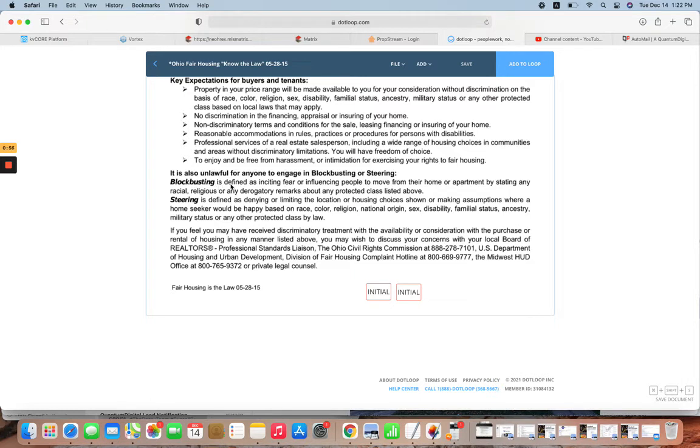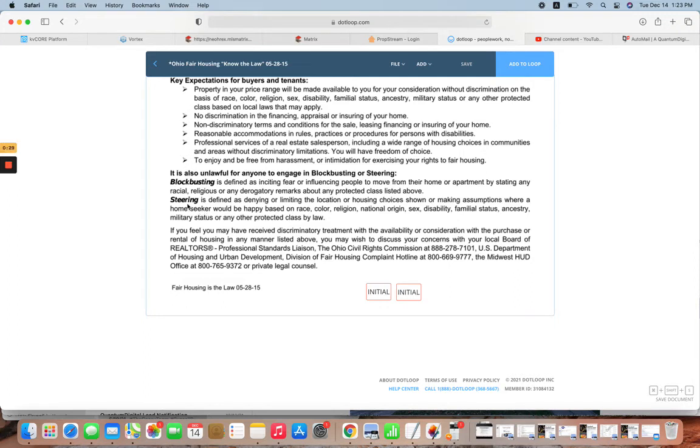Blockbusting is one, and that is defined as inciting fear or influencing people to move from their home by stating that any racial, religious, or any derogatory remarks about a protected class are moving into that area. So if I want to get a listing, I can't go to a particular homeowner and say, oh, did you know somebody of this racial or religious background is moving in, to try to get them to sell.